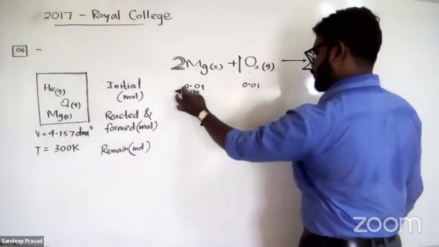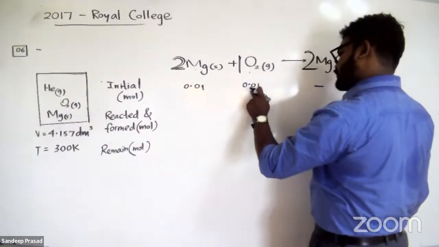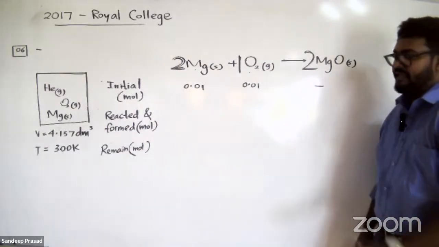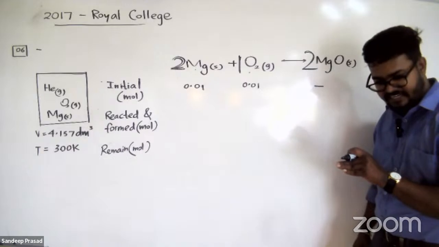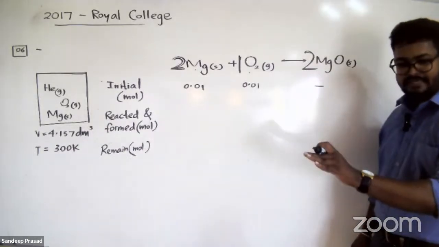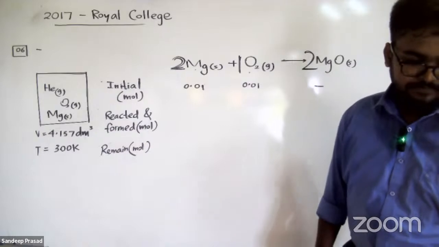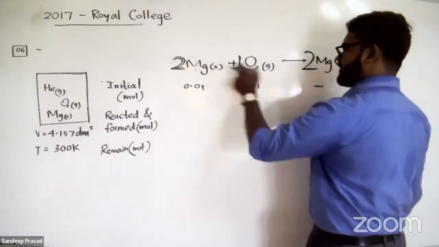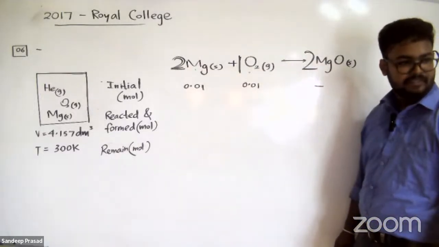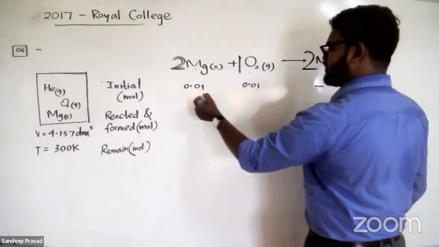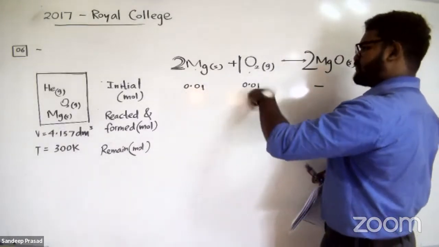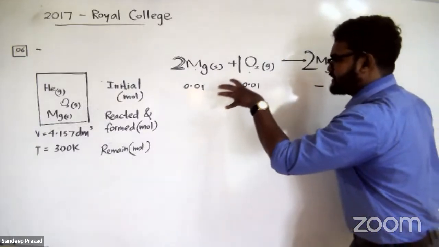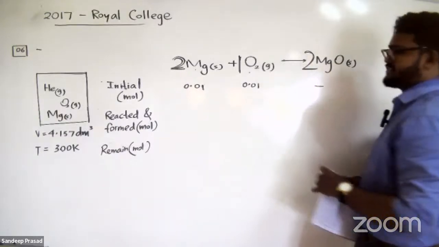Now we have added 0.01 of magnesium and 0.01 of oxygen. Now can you tell me in which exact ratio magnesium and oxygen is going to react? The ratio is 2:1. 2 magnesium react with 1 oxygen. Therefore, but we have added 0.01 of magnesium and 0.01 of oxygen. Both are same. Then tell me how much of magnesium is reacting exactly? How much of oxygen is reacting exactly?